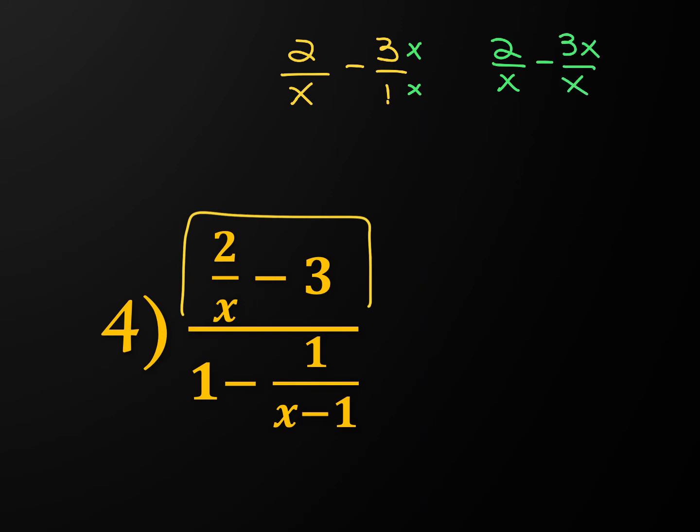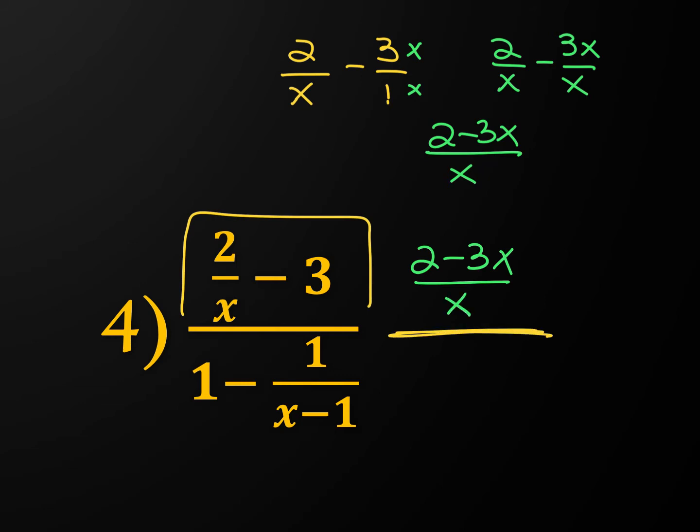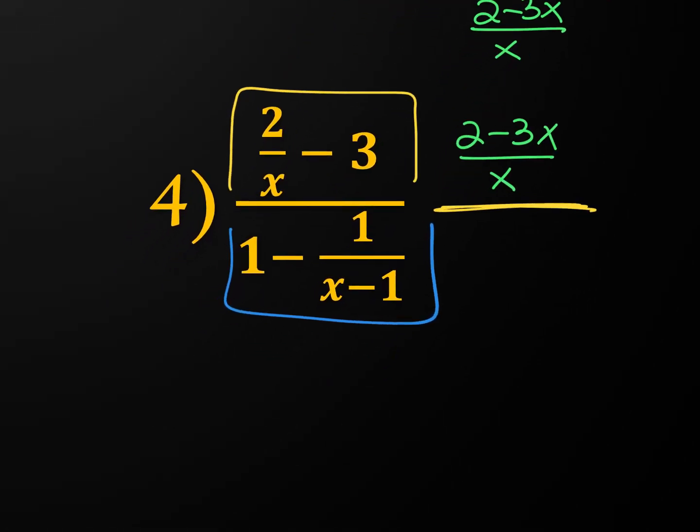I now have a common denominator, and I can add my numerator. So now my numerator becomes 2 minus 3x over x. That is my simplified numerator. So now I have that. I still have this main fraction bar. And now I need to simplify the denominator. And I'm going to subtract that.